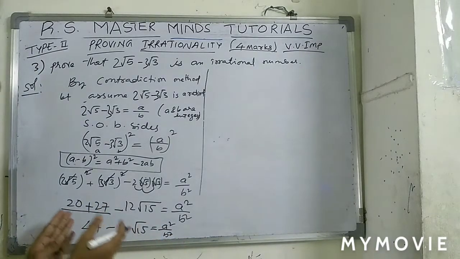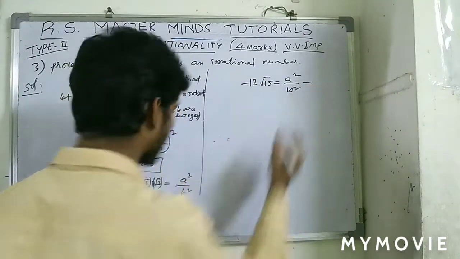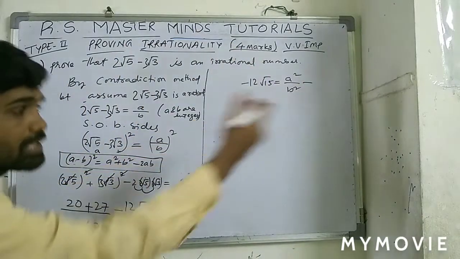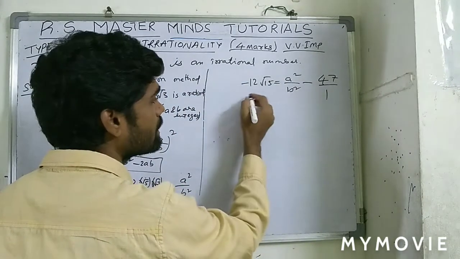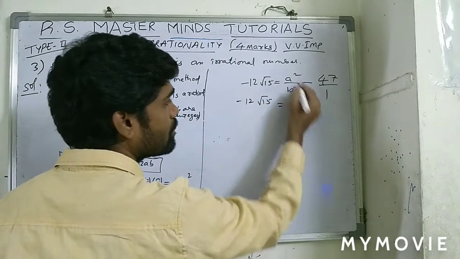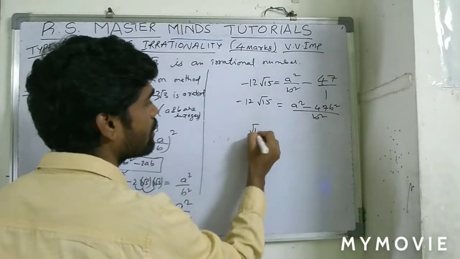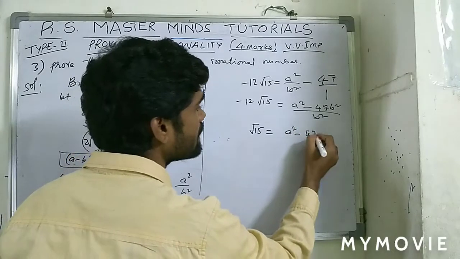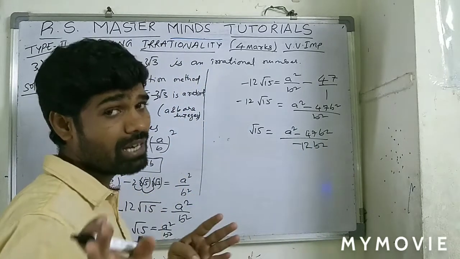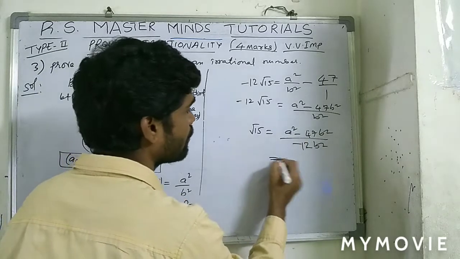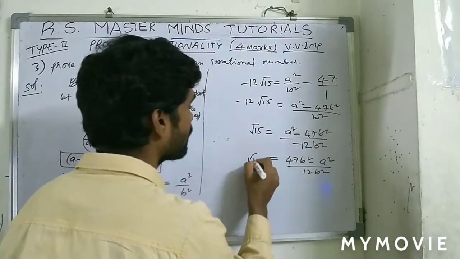Now just transpose from LHS to RHS. So minus 12 under root of 15 is equal to a square by b square minus 47, with the 47 transposed to the RHS, so that it becomes minus 47. So, simplifying, we get a square minus 47 b square by b square. Next, transposing, under root of 15 is equal to a square minus 47 b square by minus 12 b square. I told you just now the denominator should not have the minus, so we write it in the numerator: 47 b square minus a square by 12 b square, under root of 15.